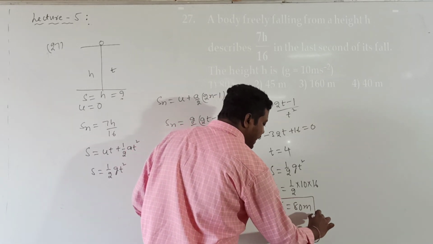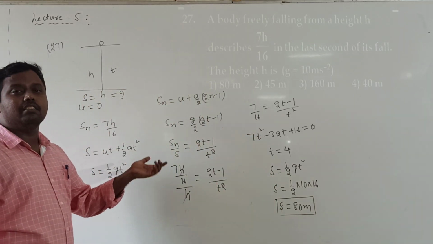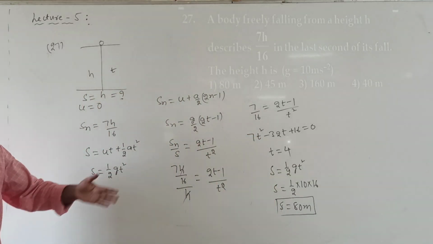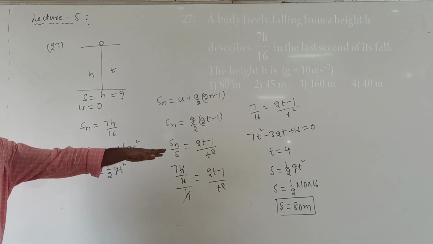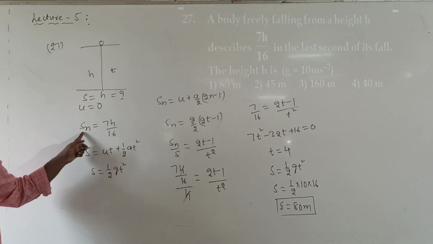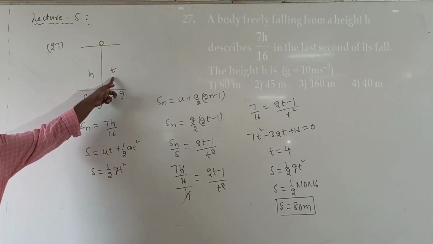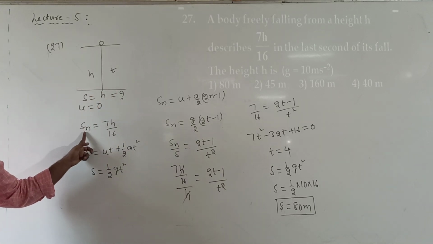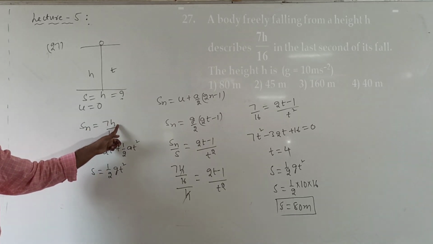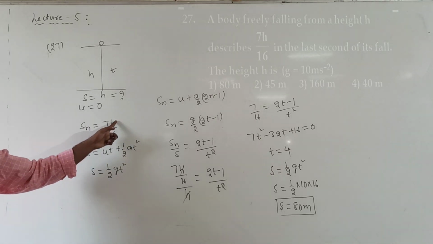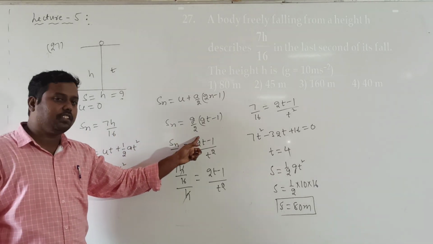Sometimes you need to check the answer also, whether you got it correct or not. That is the total height value: total height is 80 meters. Now they are telling about the distance covered in the last second. What does last second mean? The 4th second. So you can calculate Sn by the formula 7 into h divided by 16, since you know the h value, and also by the Sn formula.